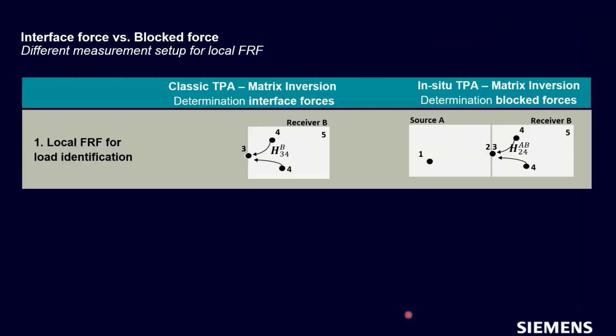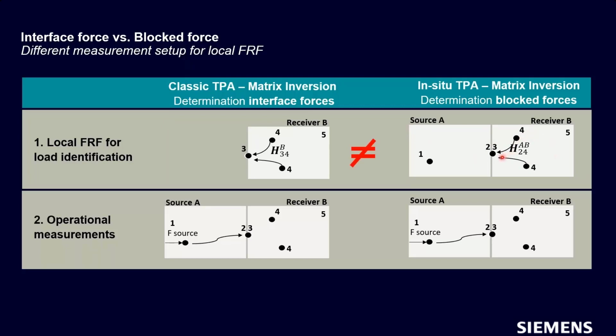So just to highlight the difference, for people that are familiar with classical TPA, what are the differences now with this in-situ matrix inversion technique, where we get the blocked forces instead of the interface forces? The big difference is during the FRF measurement step, where we measure the FRFs between the connectors and the indicator accelerometers we have. For classic TPA, we have to remove the source during these FRF measurements. For in-situ matrix inversion TPA, we have to keep the source in place while we do these FRF measurements. So that's the difference. Operational measurements are exactly the same.